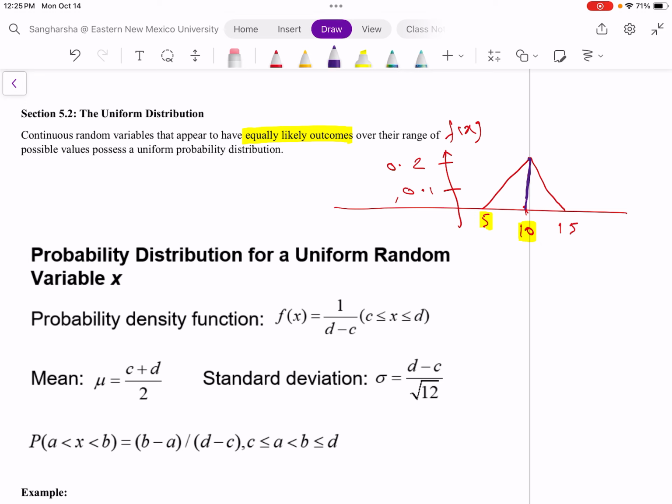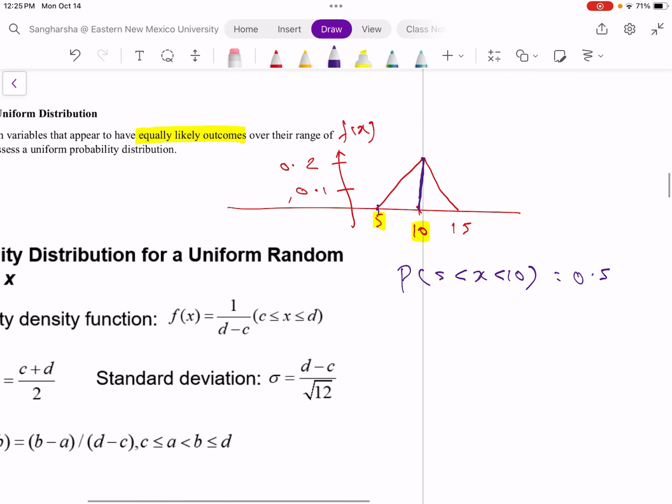If you have a continuous random variable, and if you are asked to find the area that x takes some specific value, then it is always 0. But if it was a discrete random variable, yes, it will be the height of a bar. It will be 0.2 if it was a discrete random variable. Now, we found the probability that x takes a number greater than 5 and less than 10. We had 0.5, right?